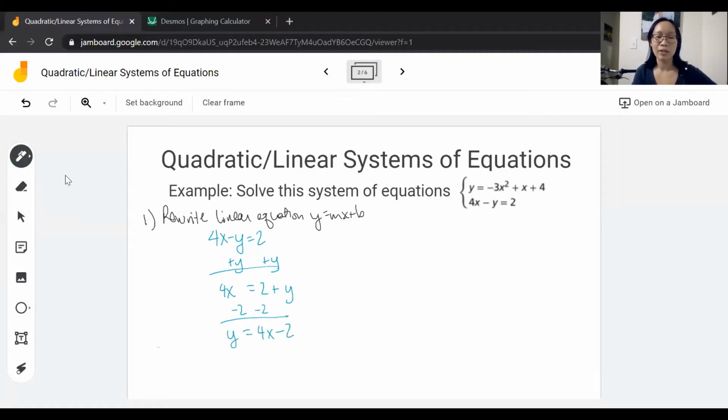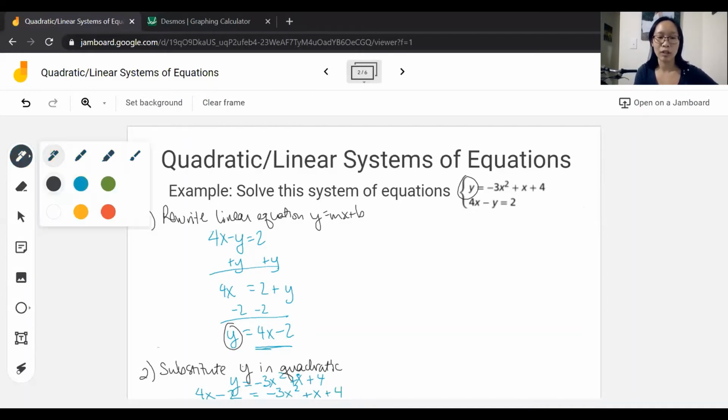Now that I have an expression for y equals, I want to substitute it in place of the y in the quadratic. My quadratic equation is y is equal to negative 3x squared plus x plus 4. And I know from above that my y is equal to 4x minus 2. So I can set the left side equal to 4x minus 2. And now I have a new equation, which I'll call equation 3.